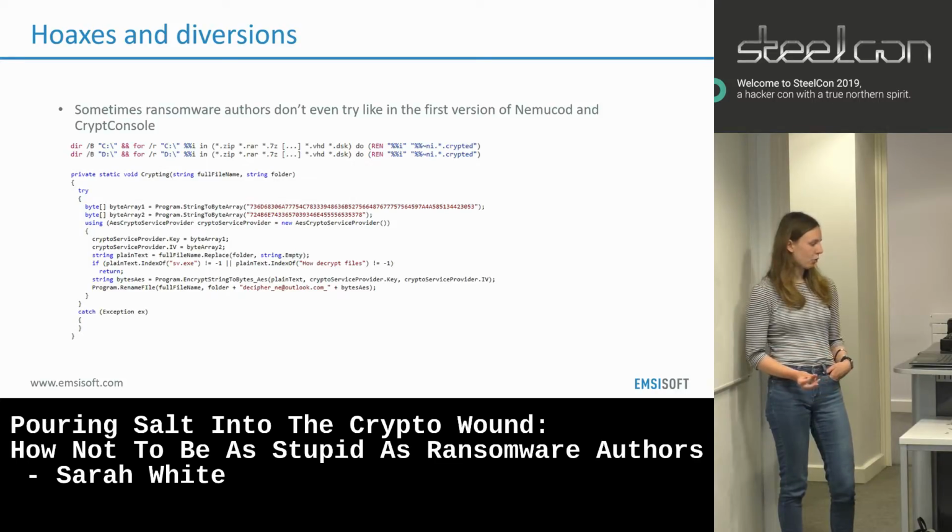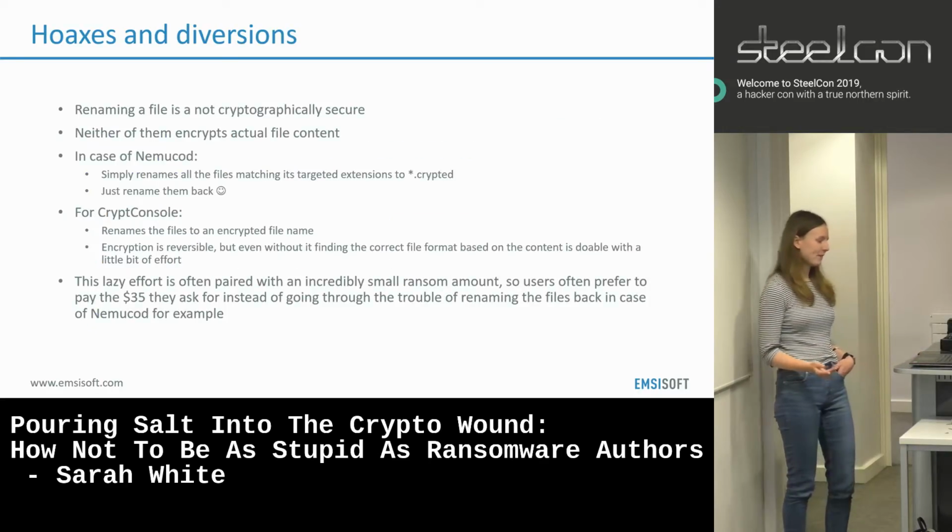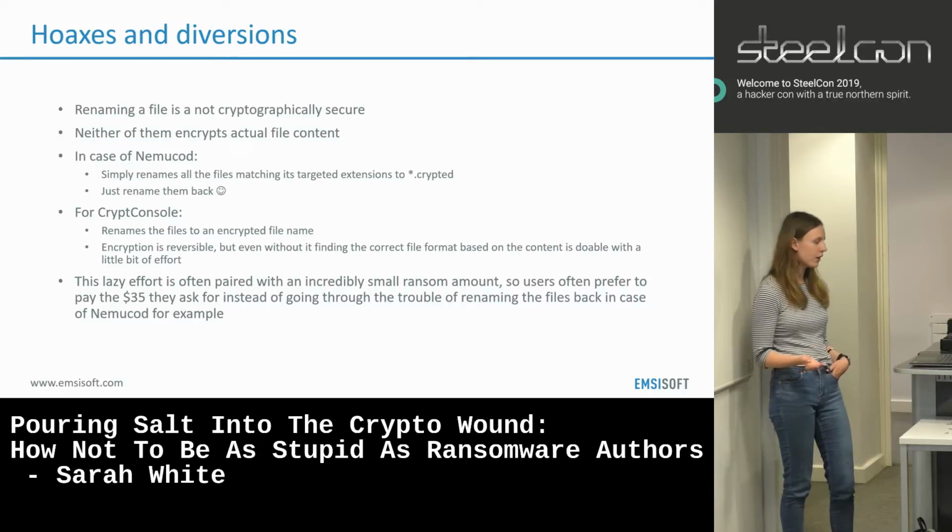In the second example, CryptConsole does a little bit more, but again, it's not much difference. In this case, they just encrypt the file name using AES with a hard-coded key and IV, which is insecure, of course, and then they rename the file to the new encrypted name. In both cases, the file content is never touched. So, simply renaming a file is not at all cryptographically secure, as one can imagine. The file content is never encrypted, so it's possible to just rename the files back to fix the issue.